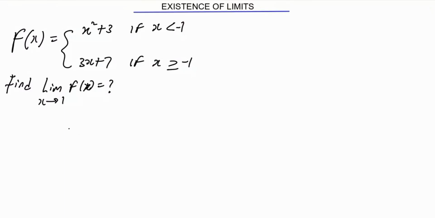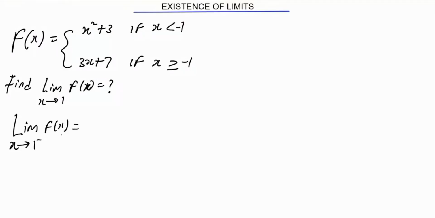Now, pay attention. If your left hand limit gives you one answer and the right hand limit gives you another answer, if the answers are the same, then the limit exists. But if the answers are different, your final answer will be what? Does not exist. The left hand limit and the right hand limit must be equal. Let's look at this question. So let me look at the limit as x approaches negative 1 from the left of that function.